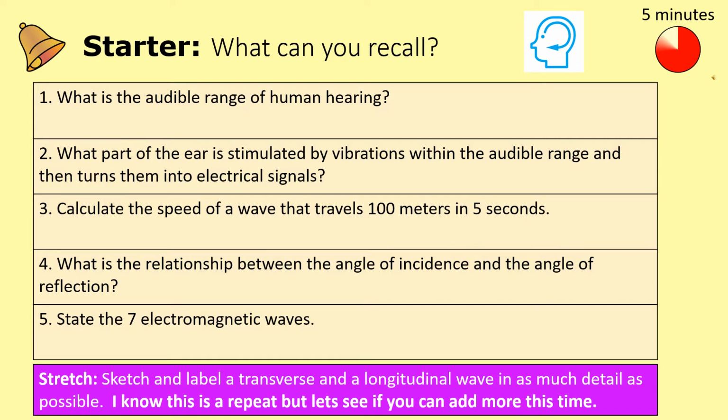For number 5, state the 7 electromagnetic waves. I use a memory aid to allow me to do this. I remember that rich men in Vegas use X-ray glasses, and that helps me to remember that. You've got about 30 seconds.